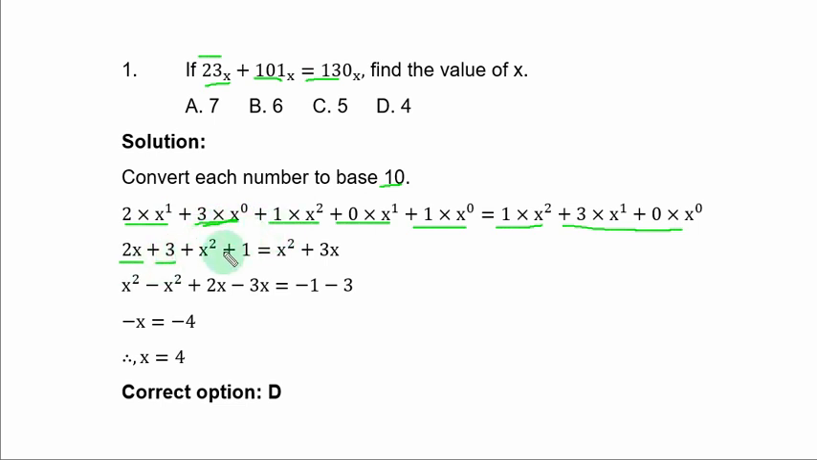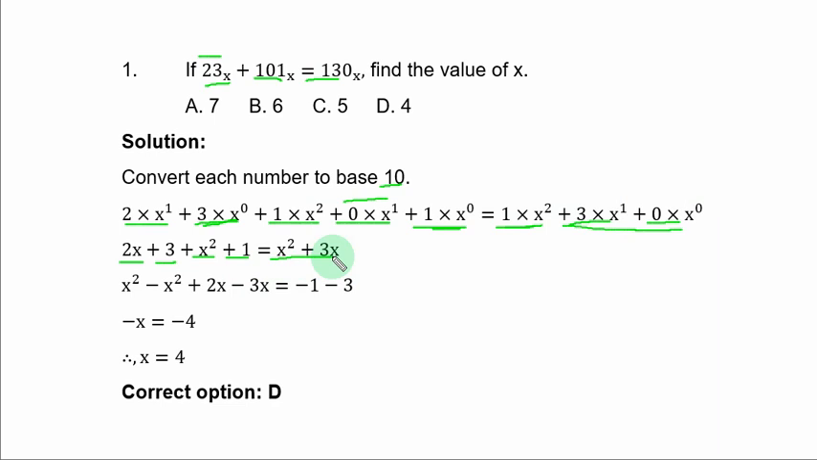Then here you have s squared. This term is 0. S power 0 is 1. 1 times plus 1, you have plus 1. The right hand side, you have 1 squared, that is 1s squared, that is s squared. This term is 3s, here is 0. That is what you have there.